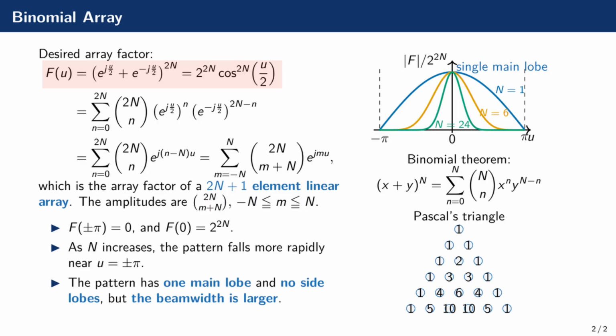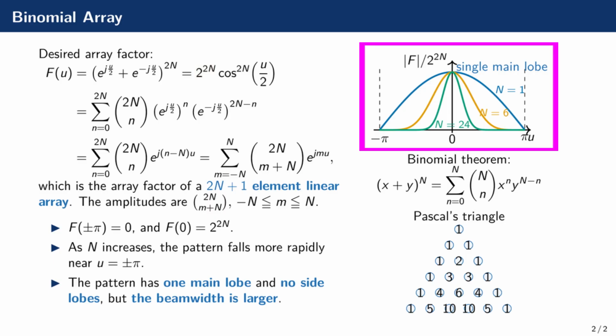Therefore, the array factor can also be written as 2 to the power of 2n times cosine to the power of 2n of u over 2. The maximum value of the array factor is 2 to the power of 2n. Now let us think about the shape of this pattern.